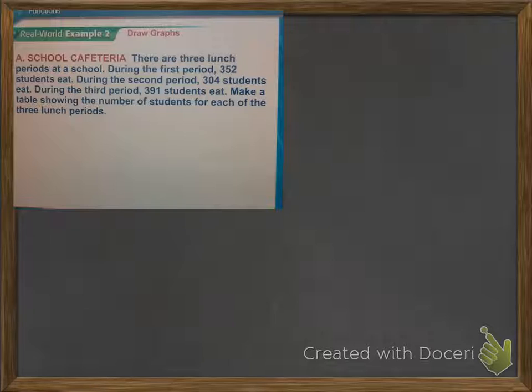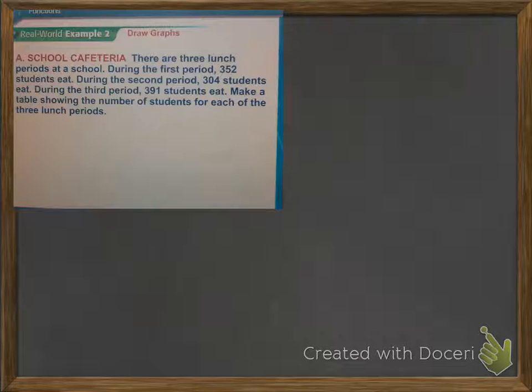Okay, so I decided to be a wee bit lazy, and I took a picture off the computer, off the PowerPoint presentation for this. There are three, so this is a word problem. There are three lunch periods at a school. During the first period, 352 students eat. During the second period, 304 students eat. During the third period, 391 students eat. So that means there's roughly about 1,000-something kids at this school. Not a big school. Make a table showing the number of students for each of the three lunch periods.